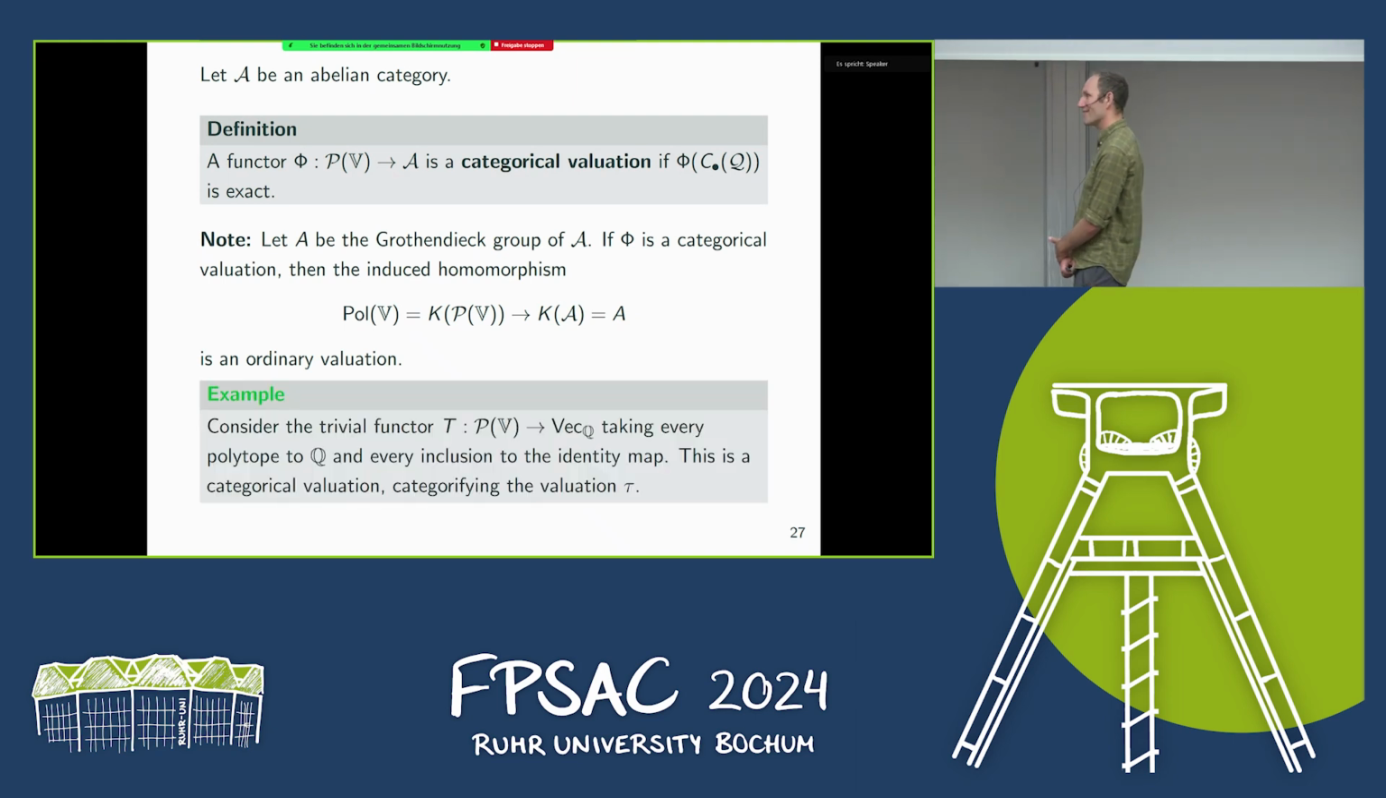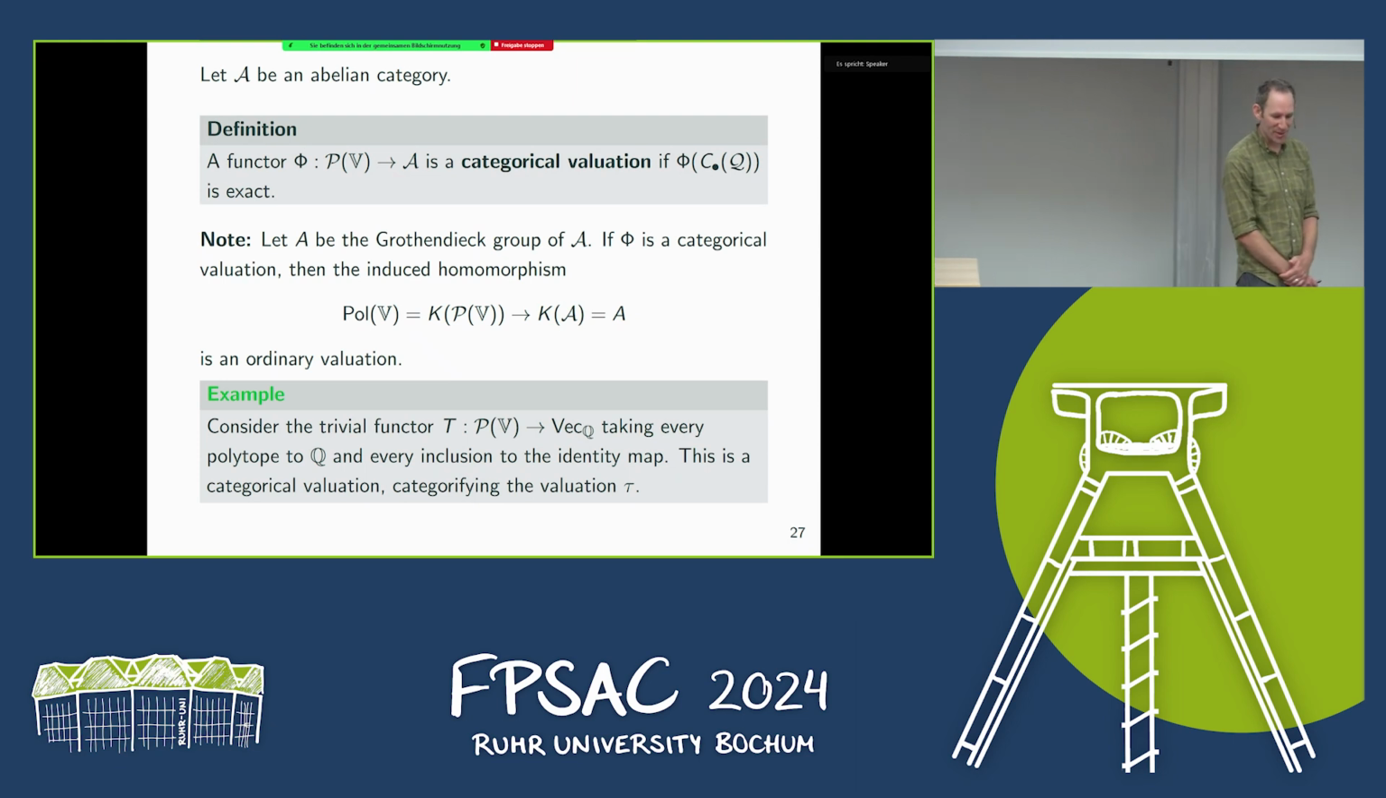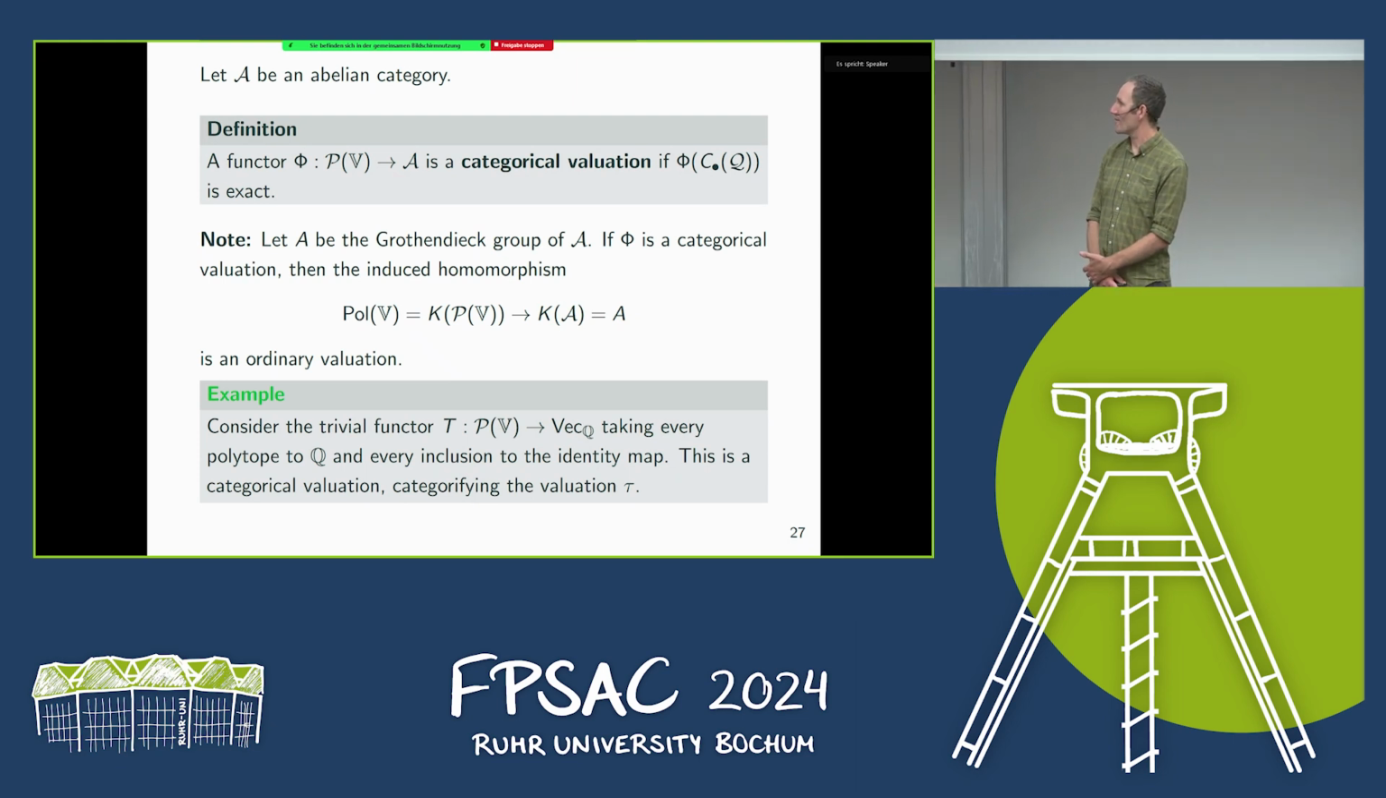So for example, this is the categorification of the trivial invariant. I have the trivial functor that takes every polytope to the one-dimensional vector space Q and every inclusion of polytopes to the identity map. And the argument I gave was just that this is a categorical valuation, and it categorifies the valuation tau. In fact, I proved that the non-categorical homomorphism tau is a valuation by categorifying it and proving that that categorical version of the trivial functor is a valuation.